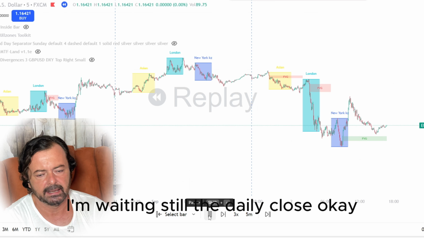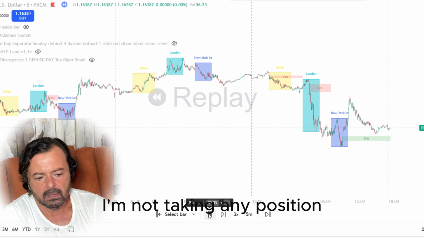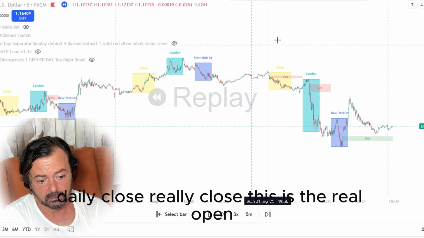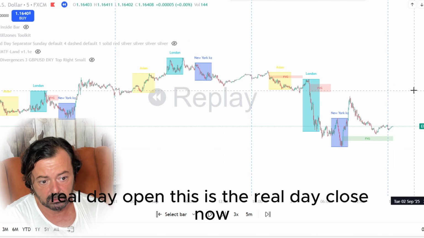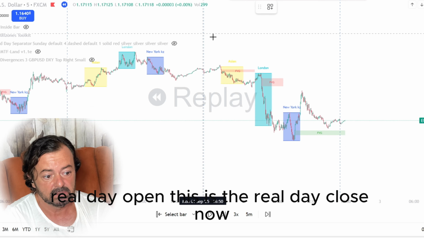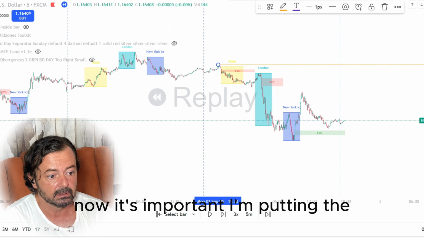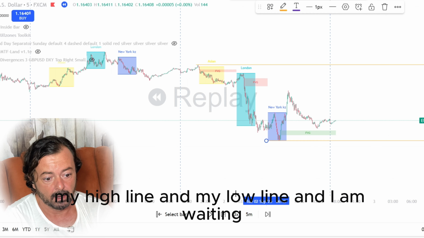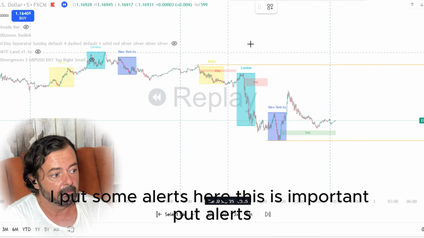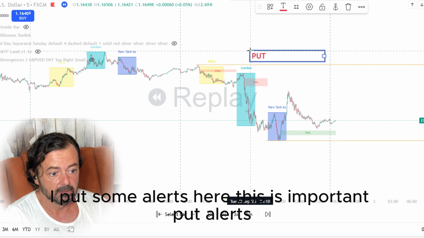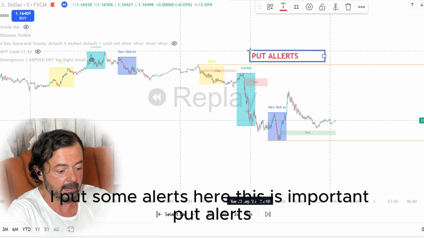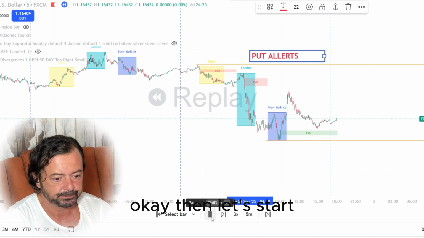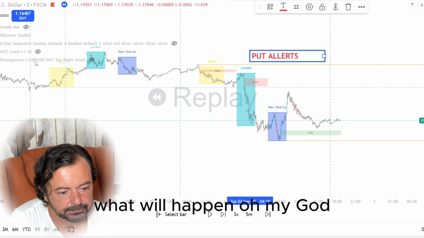I'm still waiting for the daily close. Okay. I'm not taking any position, I'm just waiting for the daily close. Yes, daily close. This is the real day open, this is the real day close. Now it's important. I'm putting my high line and my low line and I am waiting. I put some alerts here. This is important. Put alerts.